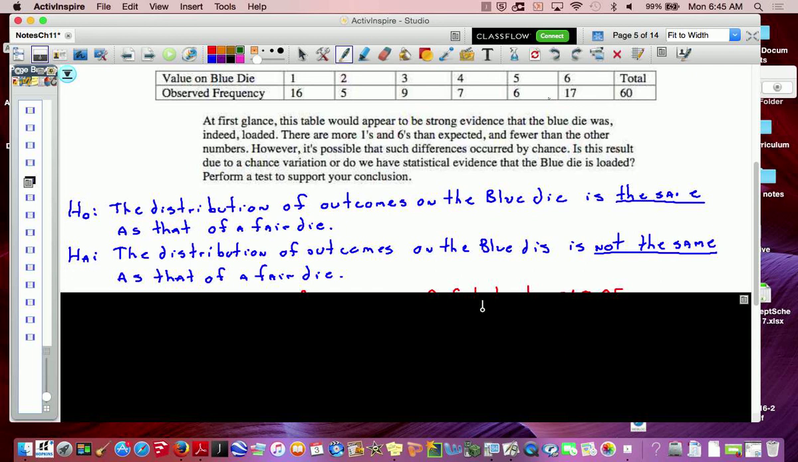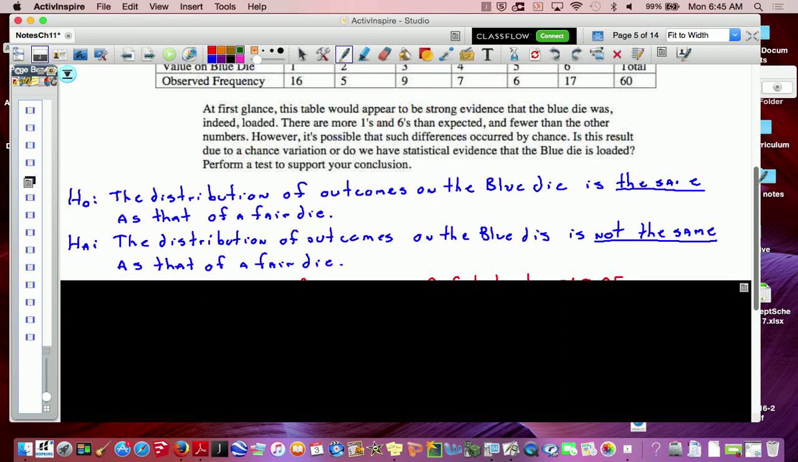So in our case, we're suspecting that there's more 1s and 6s, but we don't necessarily know that just because of what we observe. But basically, we're saying it's not the same. So we're going to see, is getting more 1s and 6s here statistically significant? All right, go ahead and pause again. We'll do the plan in just a second.